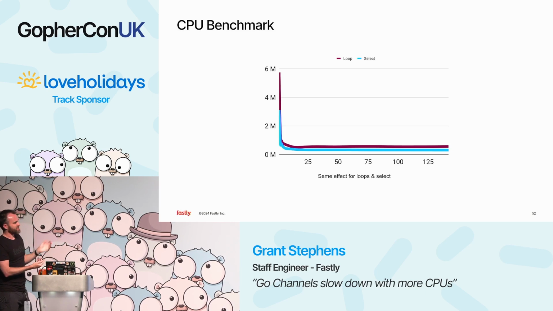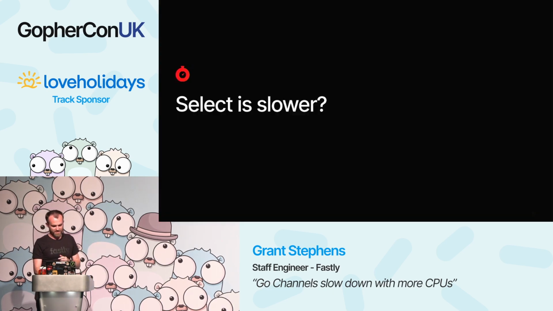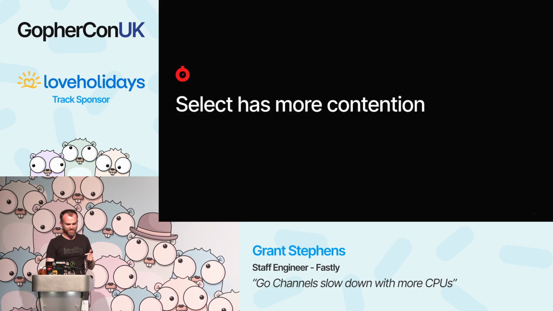And so that's why the select one is half as much. But in general, the trend is the same. The more CPUs you add, the slower it gets. So yeah, select is slower, and select has more contention.